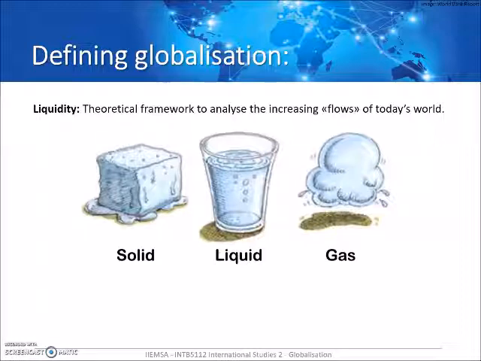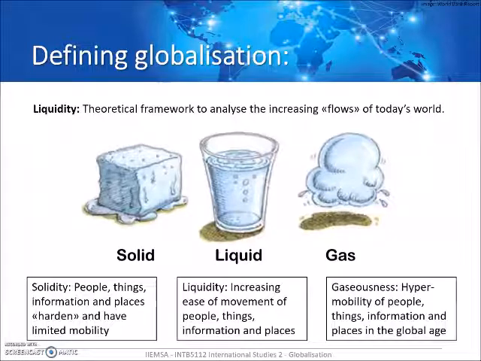You can literally think of water, right? We mostly know water in its liquid form, but as we all know, you can also freeze water and then it's solid, it's ice. Or when you boil it, you can evaporate it and then it becomes gaseous, right? Now, basically, globalization has been looked at through the same frame of liquidity, right? And the idea is that the world has been moving from being very solid to becoming more and more liquid to becoming almost gaseous, right? And this refers to people, things, information, and places, right?